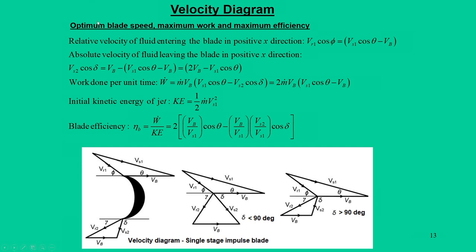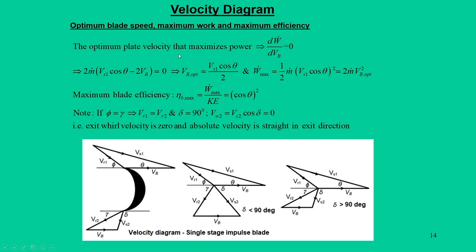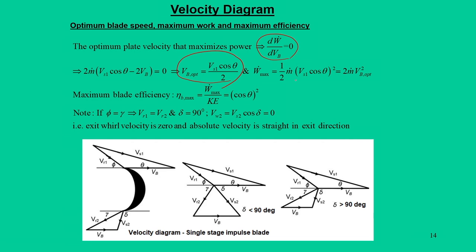The next step is to find out the optimum blade speed, maximum work and maximum efficiency. For that, again we use the same expressions, work done per unit time and kinetic energy, to find the blade efficiency. Then for the optimum blade velocity, we differentiate the work expression with respect to Vb, and this gives the optimum blade speed as Vs cos theta by 2. If you recall our earlier expression, it was Vs by 2 for a curved blade or a flat plate, but here since the jet is impinging at an angle theta, it becomes Vs cos theta by 2. Correspondingly it gives half m dot into (Vs cos theta) square, and this maximum work refers to the optimum blade velocity.